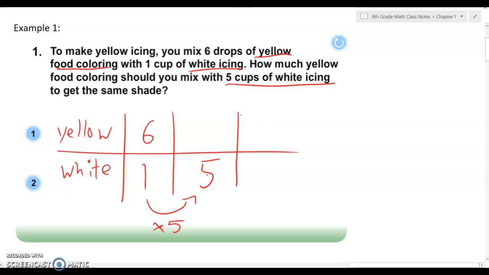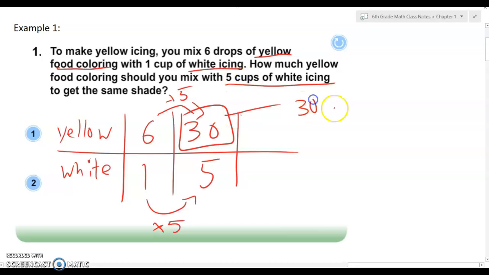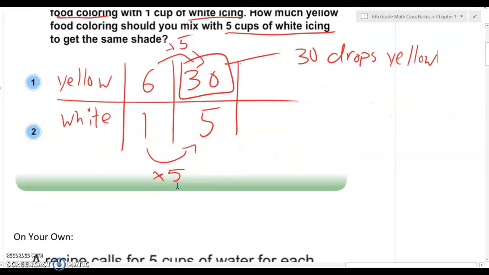Okay, perfect. So I'm going to show that I'm multiplying 1 times 5, and I'm getting 5 over here. So whatever I do to the bottom, I need to do to the top. So I'm going to multiply 6 times 5 too. All right, so 6 times 5 is equal to 30. And so 30 goes here. And that's our answer. So it's going to say how much yellow food coloring? You would say 30 drops of yellow. And that would be your answer to number 1. All right. Okay, after you've copied this down, go ahead and move on to the next example.